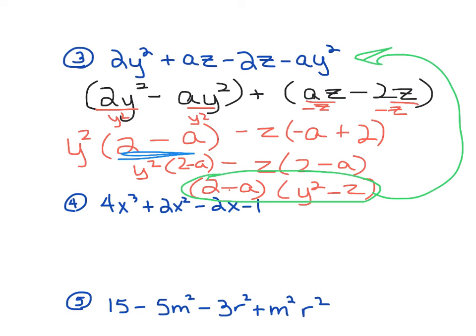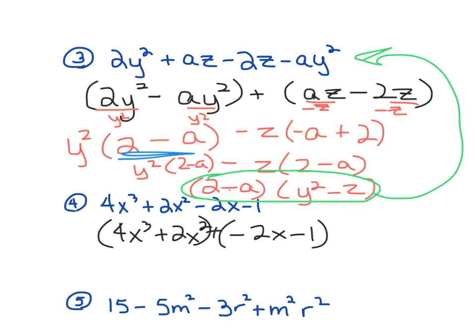Are we going to rearrange my terms? I'm going to leave them the same, right? It'll work there. All right, so let's go ahead and rewrite it. 4x to the third plus 2x squared minus 2x minus 1. Okay, so I'm going to group these here as they are.